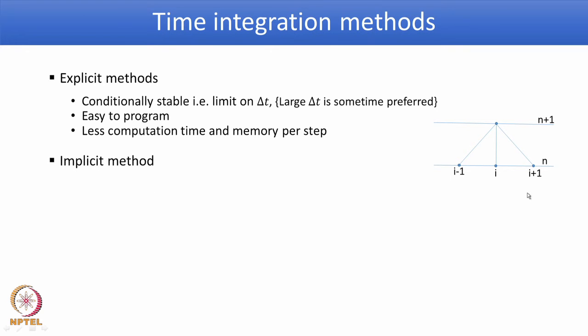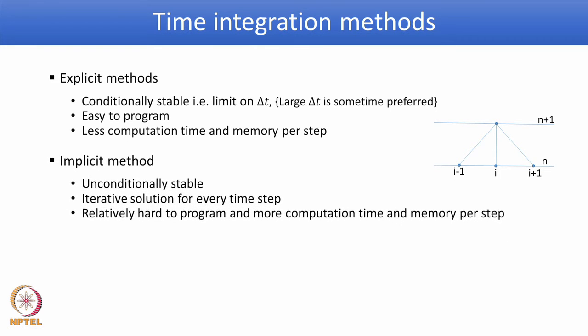Let us look at the implicit method. All the implicit methods are unconditionally stable. That means you can afford to use any delta t. It usually follows an iterative solution for every time step. For the explicit method, one inversion is enough, whereas the implicit method requires an iterative procedure because it accounts for the variable value at the current time level also. It is relatively hard to program as compared to the explicit method, and it takes more computational time as well as memory for every step.